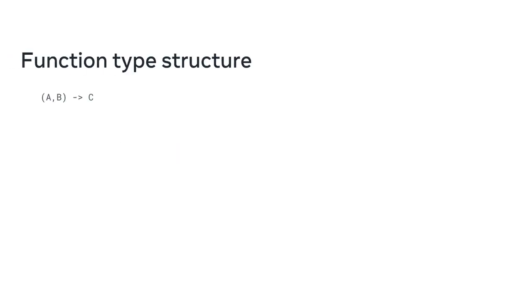The general structure of a function type includes a list of parameter types enclosed in parentheses, followed by arrow notation, and finally its return type. For example, A and B are parameter types and C is the return type. Here are a few code examples of function types.